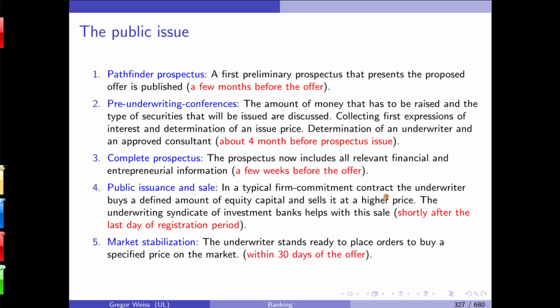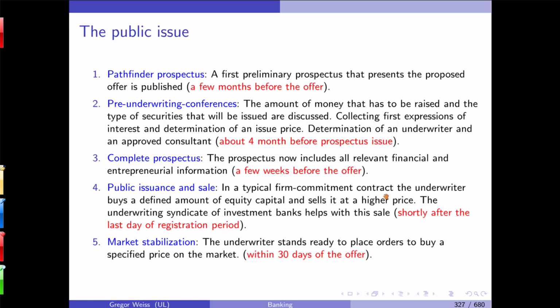IPO process. With the Pathfinder prospectus, with the pre-underwriting conferences, when the complete prospectus is published, with the public issuance and sale, and afterwards during market stabilization. So what an investment bank will usually do is, they will first start out as a consultant. They will tell you, if you want to do your IPO, you need to do this and this and that. You need to prepare this. Your accounting department has to prepare these figures. You have to be able in marketing to come up with this prospectus and so on.